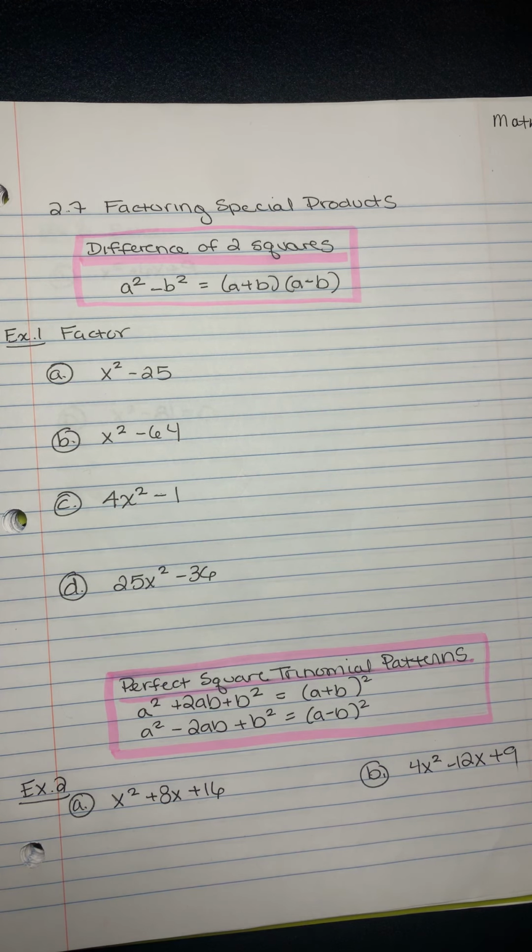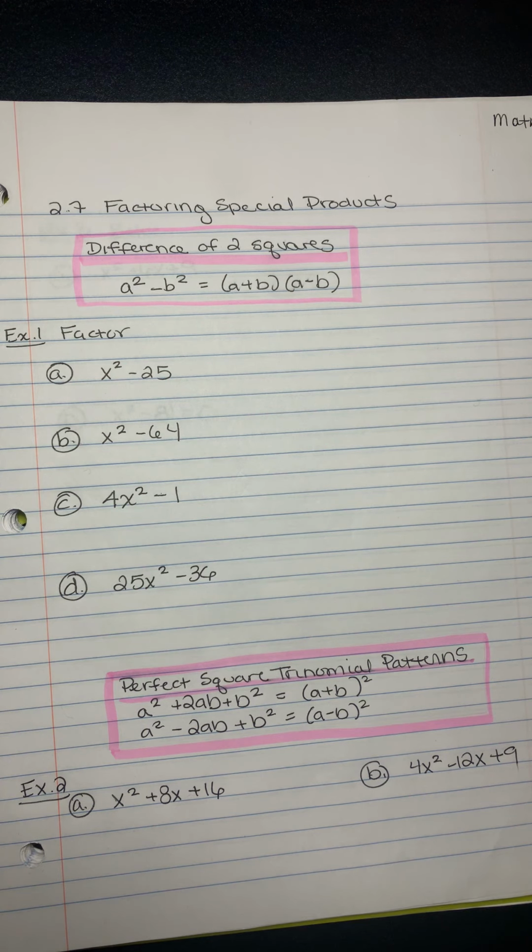All right, 2.7 factoring special products. There are special products when factoring. We have something called difference of two squares. We've kind of seen this before, and perfect square trinomial patterns. So you definitely want to take into consideration and study these patterns because it will help you later on in the future. All right, so our essential question is, how can you recognize and factor a special product?